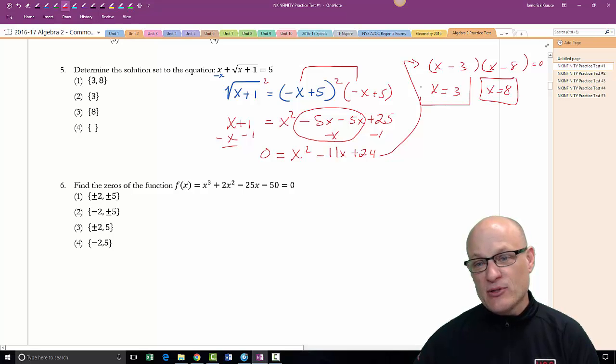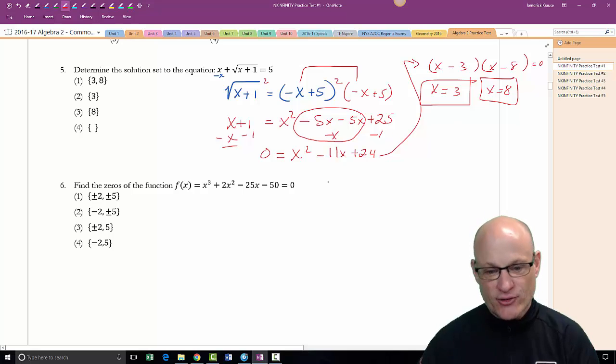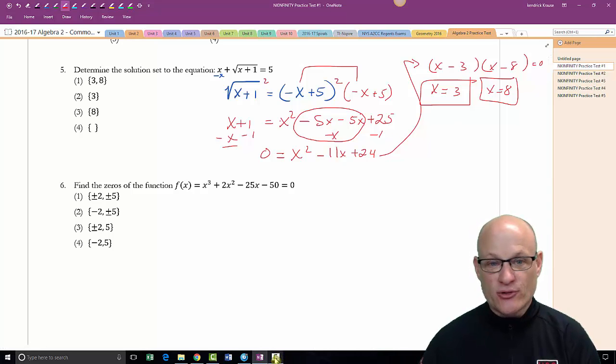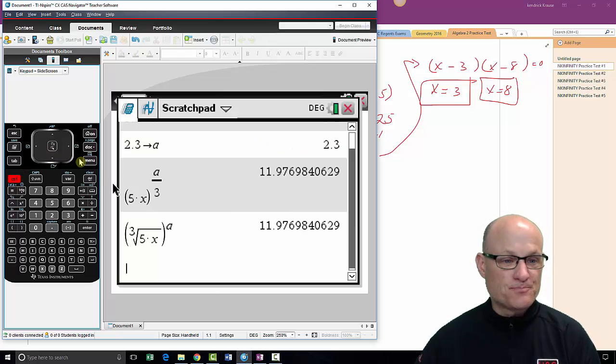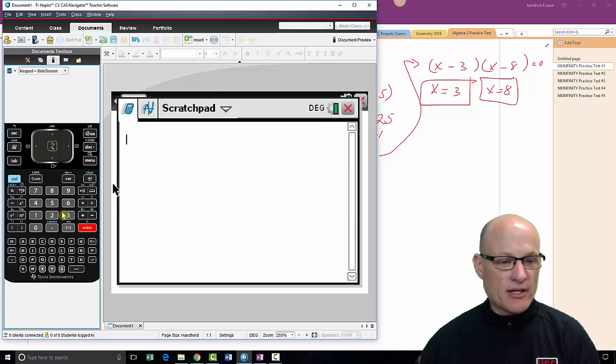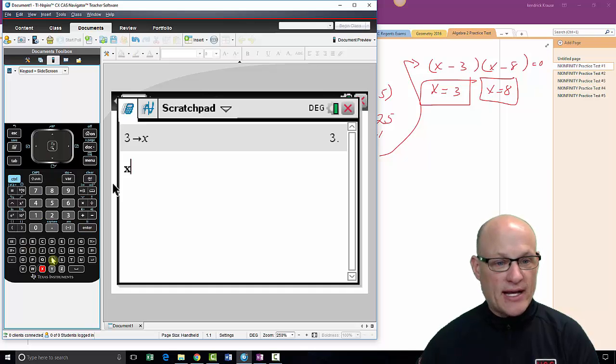Now, every time you solve a radical equation, you must check your answers for extraneous solutions. So what I would have done with my calculator anyway, just to cheat, I'm going to do right now. I'm going to take 3, store it into x, and type the original problem. The original problem was x plus the square root of x plus 1.